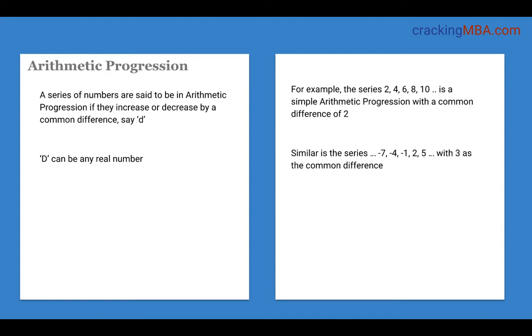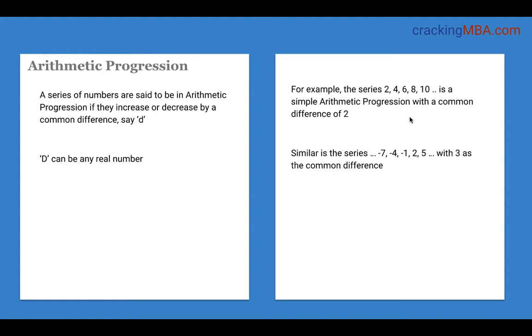Now let us look at an arithmetic series as follows. On the right side, we can see the arithmetic progression 2, 4, 6, 8, 10, which is nothing but the familiar even number series. So this is a simple arithmetic progression with a common difference of 2. If you see the difference between each of those numbers, it will always be a constant 2.